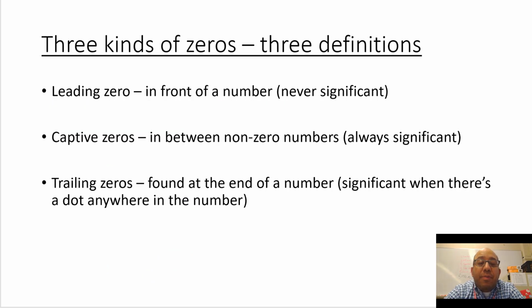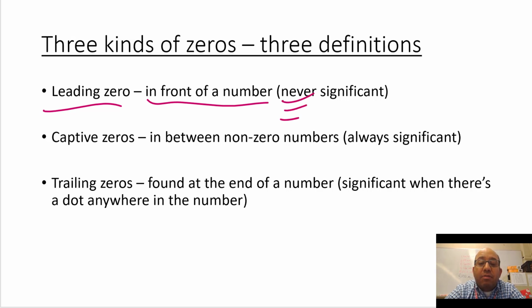The next thing you have to know about significant figures is how to count zeros. This is the hardest part of significant figures, because there are 3 kinds of zeros. So here are the 3 definitions. The first is the leading zero. They're found in front of the number, and they are never significant.